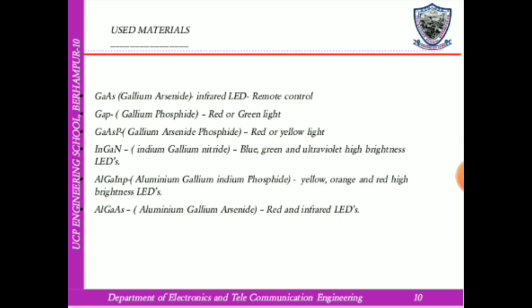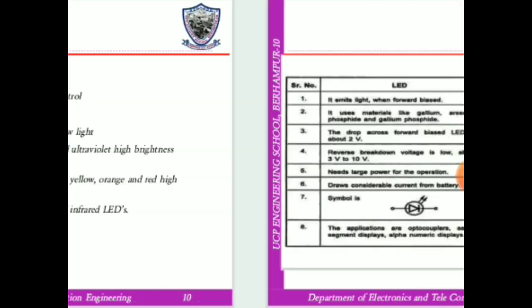Used materials: gallium arsenide, infrared LED, remote controller. Gallium phosphide, red or green light. Gallium arsenide phosphide, red or yellow light. Indium gallium nitride, blue, green or ultraviolet high brightness LEDs. Aluminum gallium indium phosphide, yellow, orange and red high brightness LEDs. Aluminum gallium arsenide, red and infrared LED.